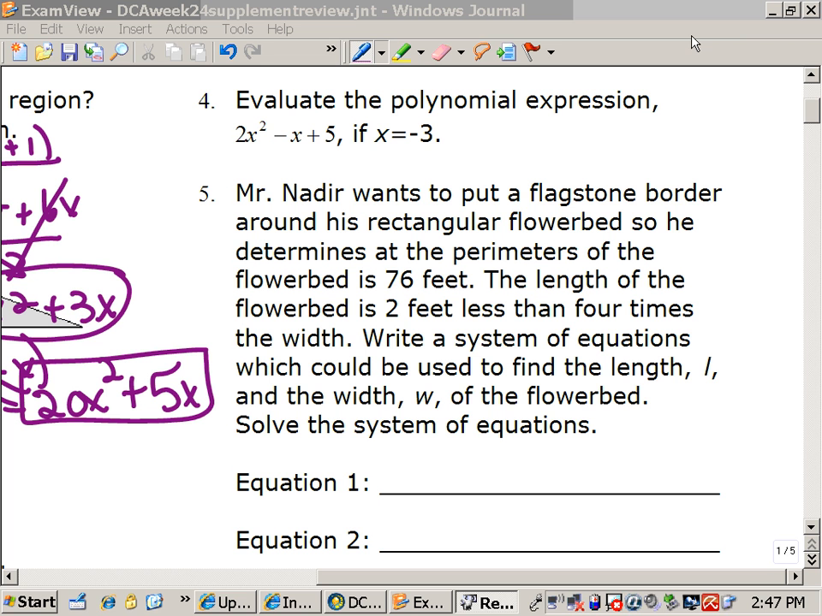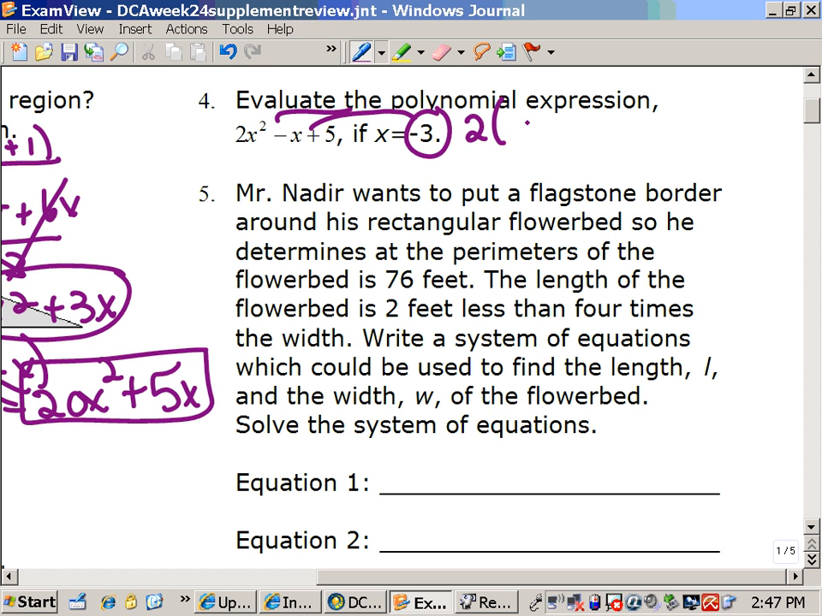Okay, number 4, I need to evaluate the expression. So that means I've just got to take the negative 3 and plug it in everywhere you see an x. Remember that you need to use parentheses around the negative 3, and that does make a difference. So I'm putting my parentheses and plugging in negative 3.